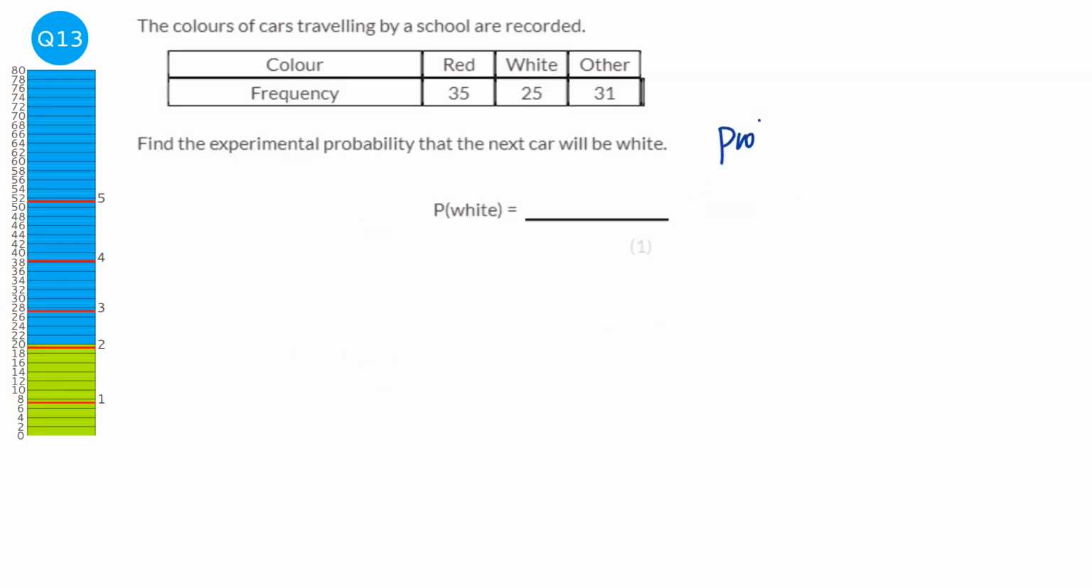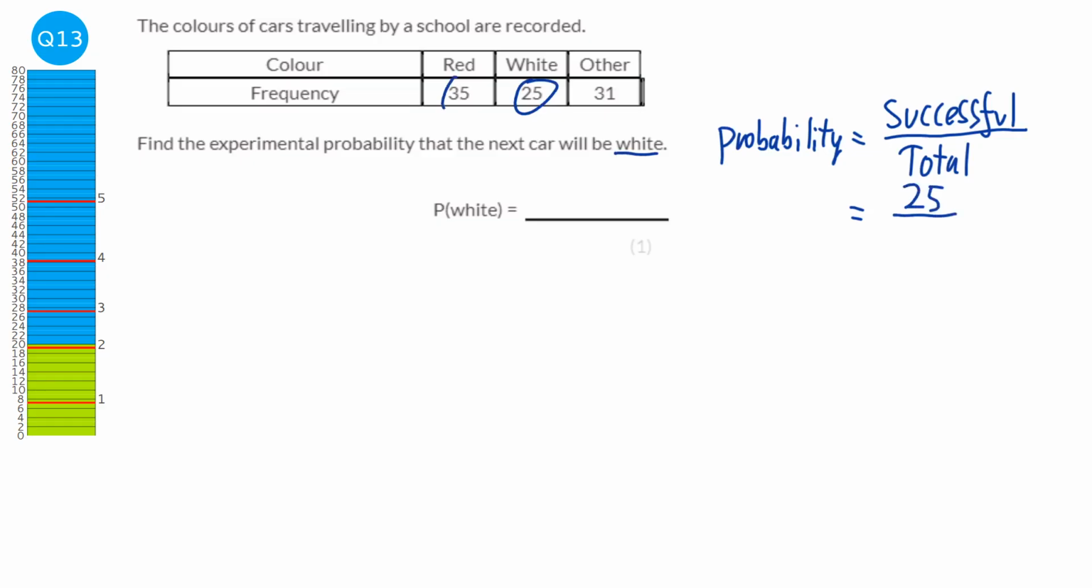The experimental probability is the successful outcomes divided by the total number of outcomes. So we're looking for the probability that it's white, so it's going to be 25 over, and we're just going to do 35 plus 25 plus 31, which is 91, and that's our probability, 25 over 91. Be careful when it says total, you must include all of the outcomes, so red, white, and other.